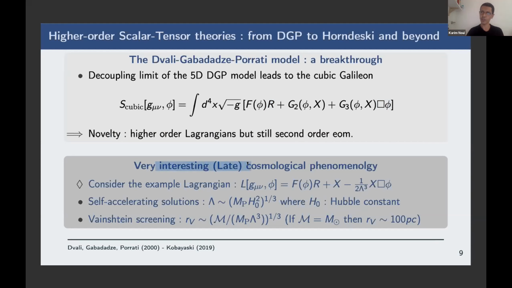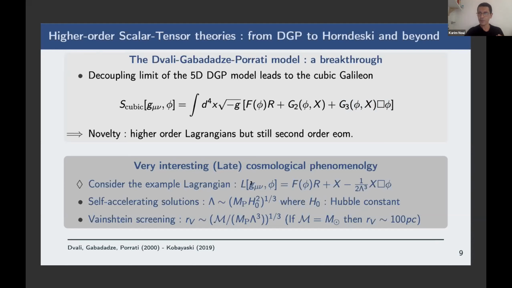in particular to describe late time cosmology. This model has been completed, how to say, that are not available anymore if we want to compare them to observations. But still, they have quite an interesting phenomenology, because if you add this kind of term in the Lagrangian, you will get a new scale in the theory.